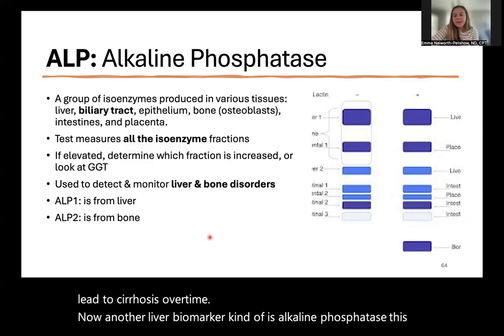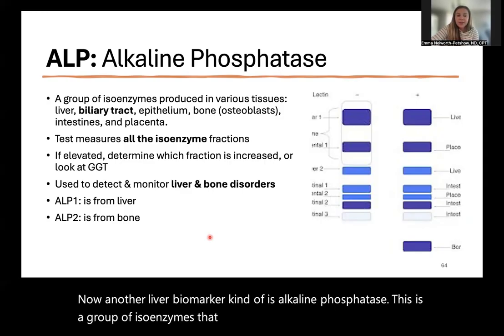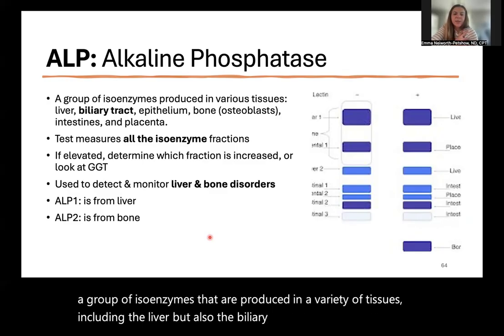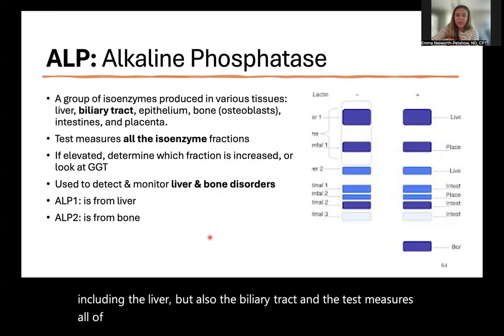Another liver biomarker is alkaline phosphatase. This is a group of isoenzymes that are produced in a variety of tissues, including the liver, but also the biliary tract. And the test measures all of the isozyme fractions.